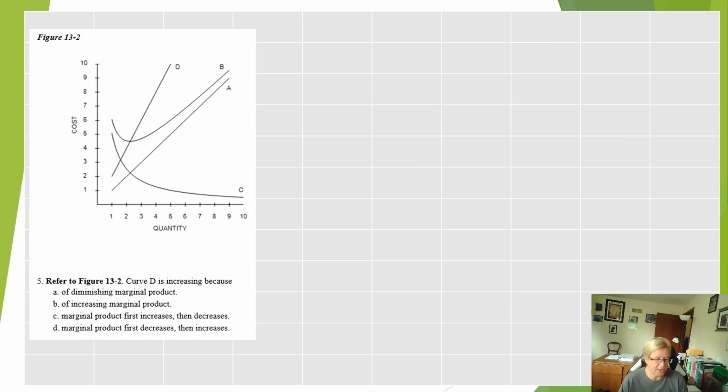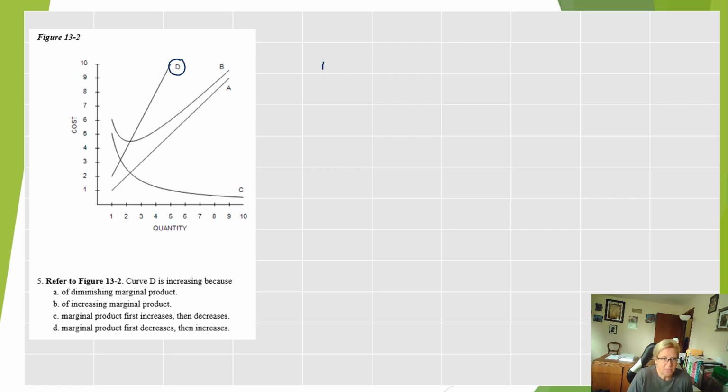Okay, the next problem says curve D is increasing. So let's take a look at curve D here. And we can see by the slope of the curve that it is increasing at an increasing rate. And we want to know, is that because of a diminishing marginal product, an increasing marginal product, marginal product first increases then decreases, or marginal product first decreases and then increases.